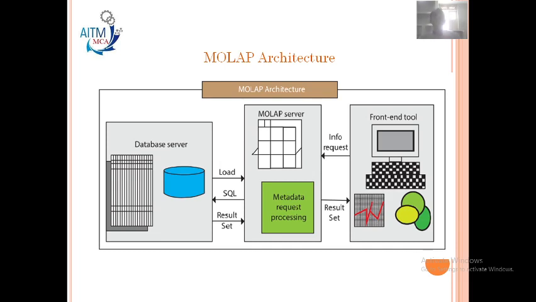And this architecture involves database servers, a MOLAP server, and front-end tools. In the previous diagram we also had the database server and front-end tool, but there we had a ROLAP server, where the information is stored in a single table format. Here we are storing in multidimensional form, so it will have all the dimensions like cubes and so on. Got it? So this is the only difference in the architecture.